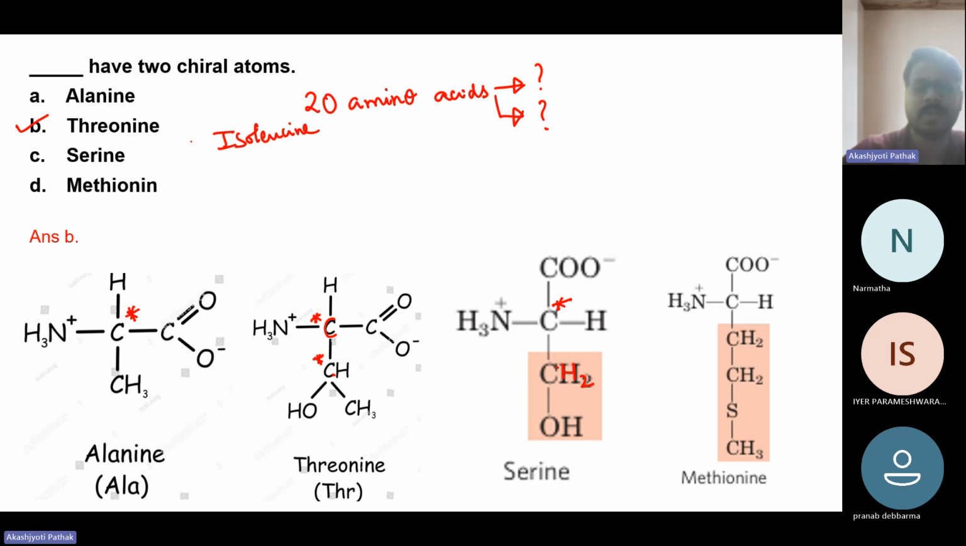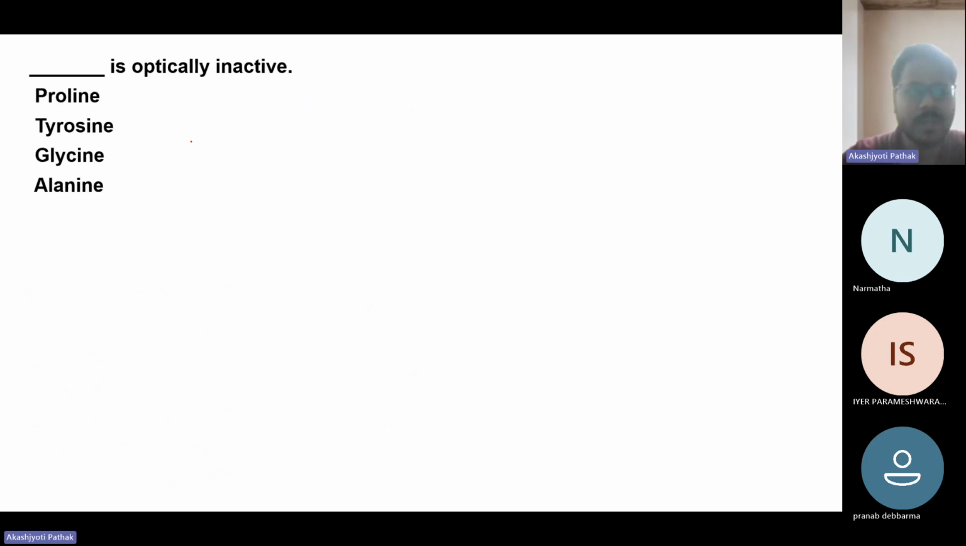So only threonine and isoleucine have two chiral atoms. So out of the 20 amino acids, only one is optically inactive. So what do you understand by an optically inactive molecule, and what is an optically active molecule?